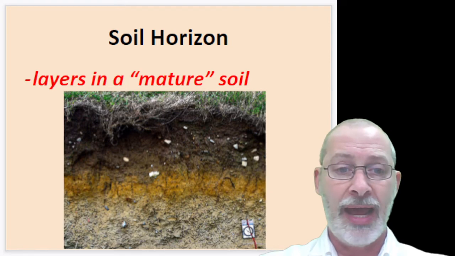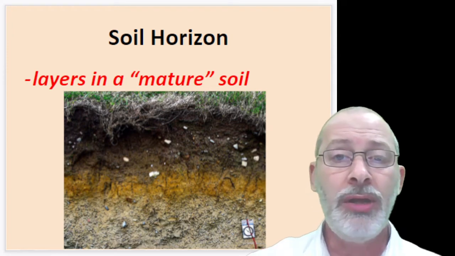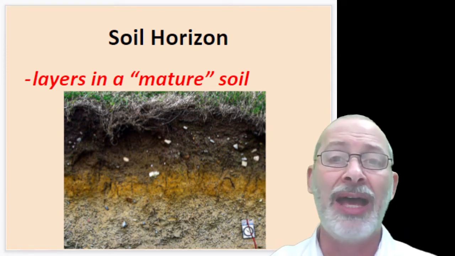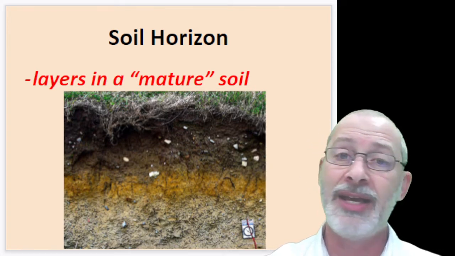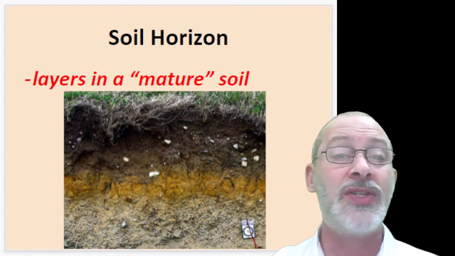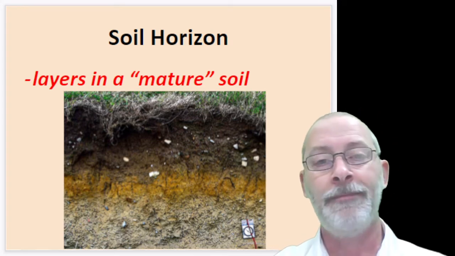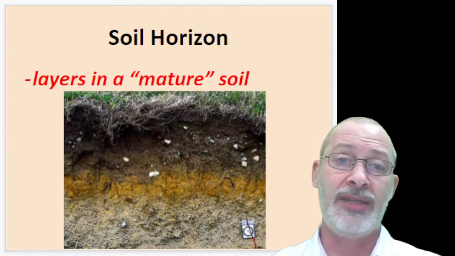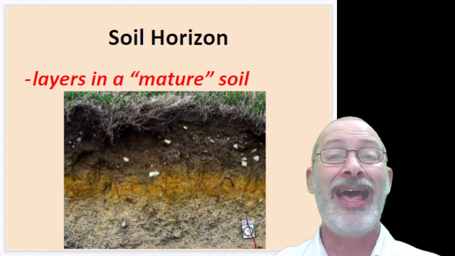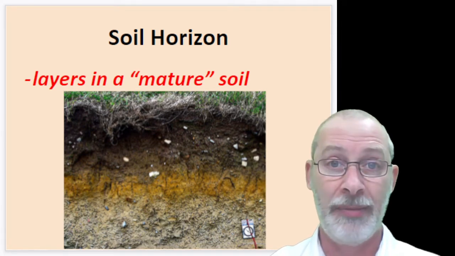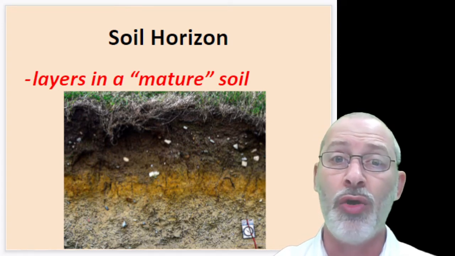So let's get to it now with our discussion of a soil horizon. A soil horizon can be described as the layers in a mature soil. Now, that doesn't mean that some soil is silly and some is mature. It's not that kind of mature. The word mature in this context means that it has been around for a while and it has been fully developed. Because just like many other things in nature, soil changes over time.